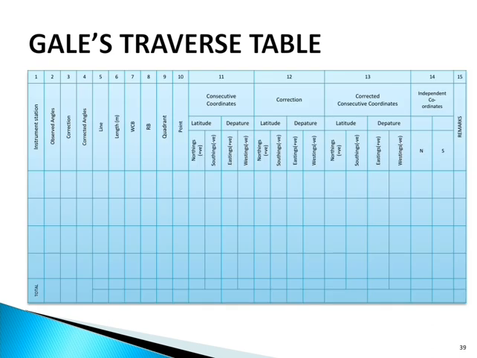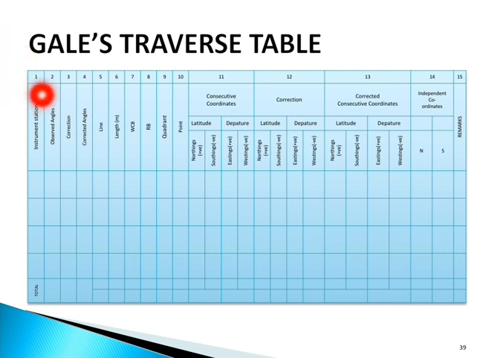So here is the Gale-Traverse table. Let us see how we can write all the data in this one. Step by step I will explain the table here. First of all, write the name of traverse station in column 1 of the table, for example A, B, C, etc.